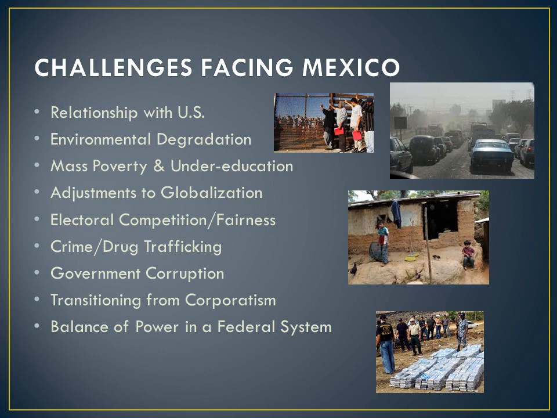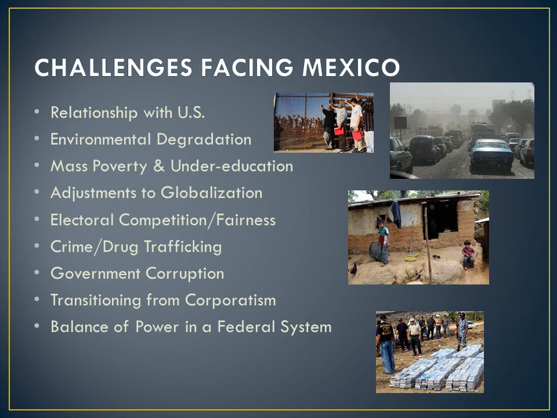There are, of course, several challenges facing Mexico as they move forward in the 21st century, the first of which is their relationship with their neighbors to the north, the United States. Immigration policies have become very controversial, especially in the wake of the attacks on 9/11/2001. The destruction of the environment, particularly in cities, including the capital city of Mexico City, has become a very big issue, as Mexico City has become one of the most polluted cities in the world.